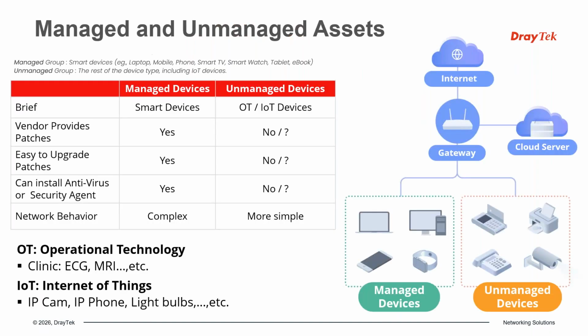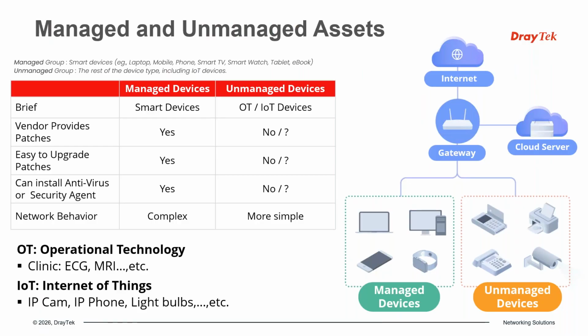And related to it, there's kind of two different ways that we think of assets on the network. We have a key concept here to do with managed device and unmanaged device. A managed device is what we would describe as a smart device, something that is a reasonably capable device, for example, a laptop or a phone. That would be a smart device, and it has some characteristics that the vendor is often providing patches. The patches are easy to apply, often done in an automated way, and you can often install an antivirus security agent on the device.